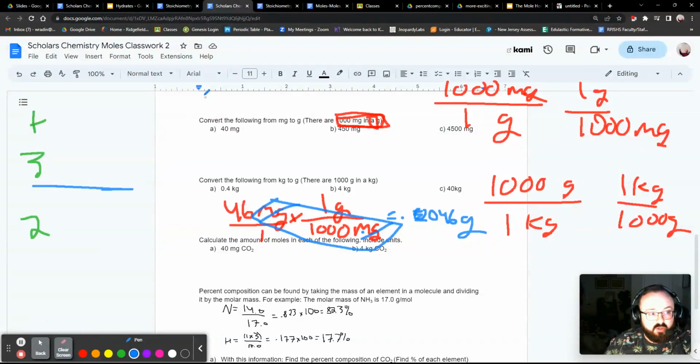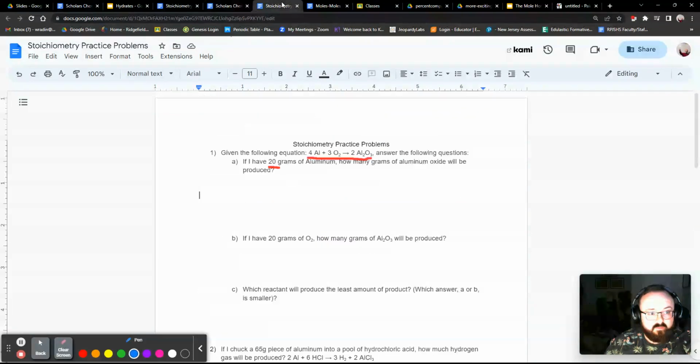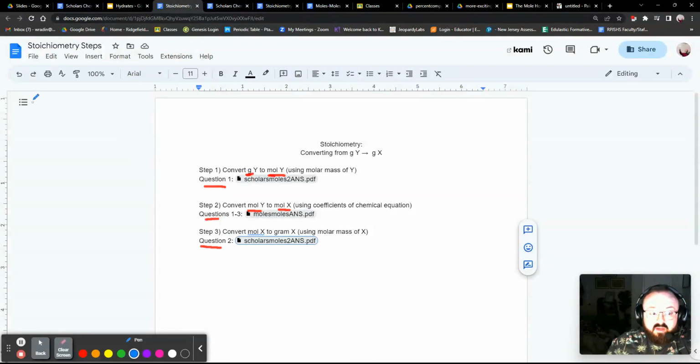Okay, so with all of that said and done, let's put everything together. Stoichiometry. I will refer back to this slide a lot just to remind us of our steps. For scholars, you get it written out like this: step 1, step 2, step 3. I will show us how to do it all together at once.